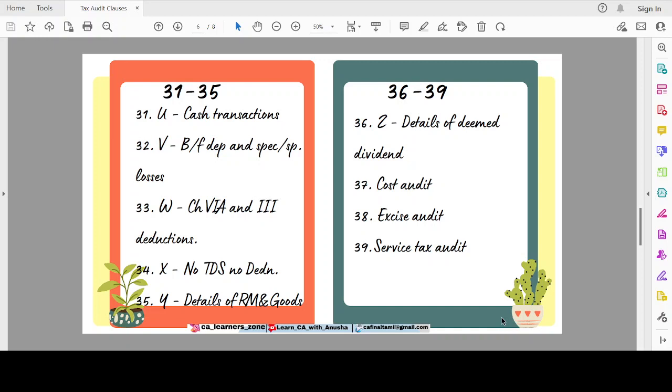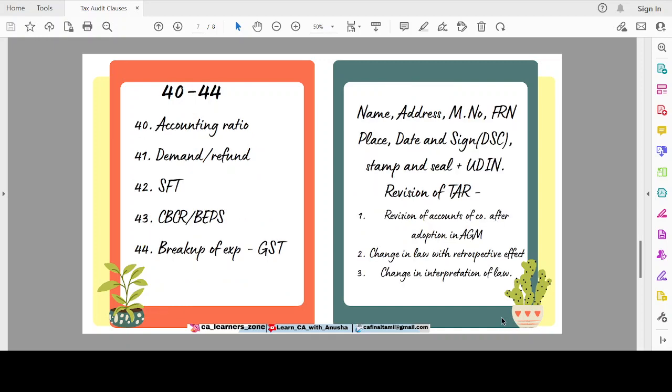Now, 37, 38, 39. Cost, excise, and audit. Cost audit, excise audit, and service tax audit. So the last 5 you have to remember.